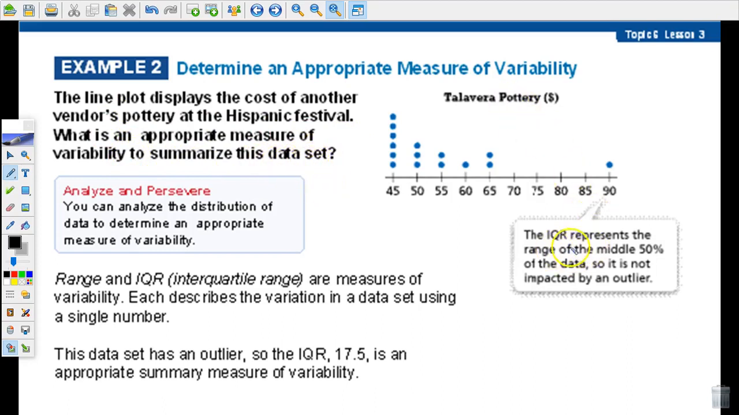So they say the IQR represents the range of the middle 50% of the data, so it is not impacted by an outlier. What is IQR? Well, it is interquartile range. And then you have to think to yourself, what is range? Okay, range is the biggest number minus the smallest number. Okay, well, there's 6 of them, but whatever. It's 90 minus 45.